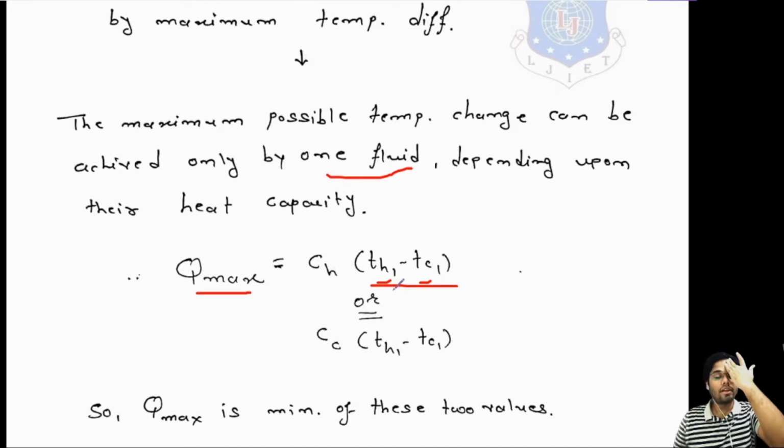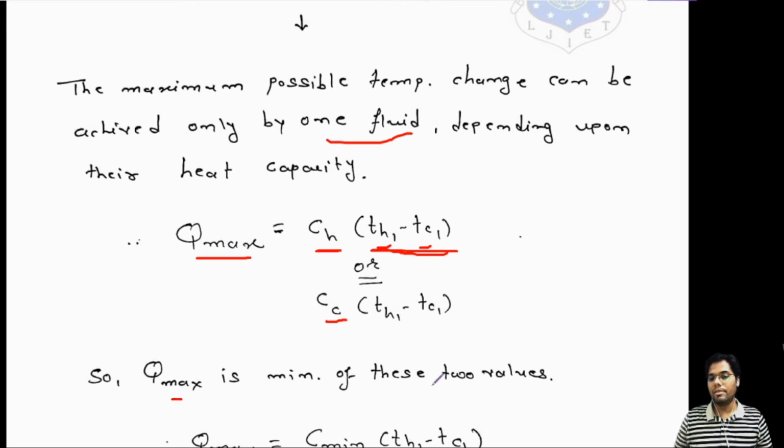T h1 is the maximum inlet temperature and T c1 is the minimum inlet temperature. T h1 is the maximum value among the four temperature values, and T c1 is the minimum value among the four values. So this is the maximum possible temperature difference any heat exchanger can have. This is the maximum temperature difference with the minimum heat capacity, whichever is minimum, C h or C c. So Q maximum is the minimum of these two values.